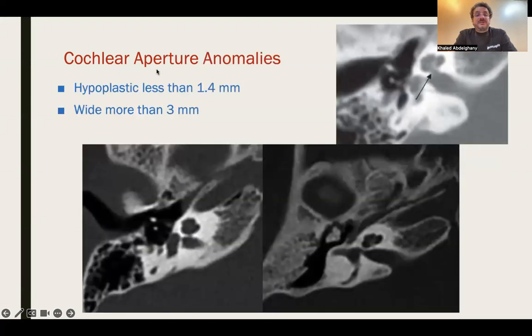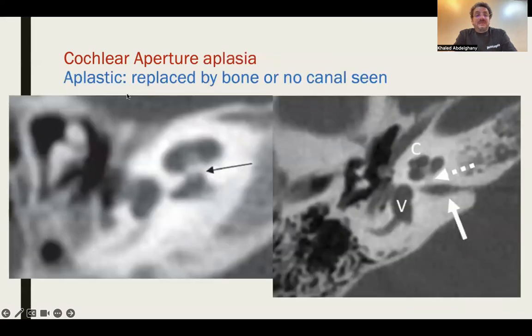The cochlear aperture is anomalous: it will be hypoplastic if less than 1.4 and widened if more than 3 millimeters. This is the normal canal here, but here it is narrowed. As you see here, it's like a hairline canal. Here it is narrowed. It can be atretic, cochlear aperture aplasia, by the presence of a bony septum interrupting the course of the canal. At that time, this is cochlear aperture aplasia.